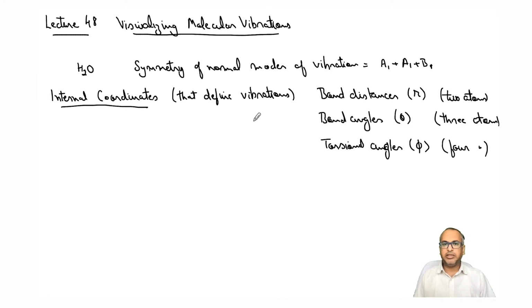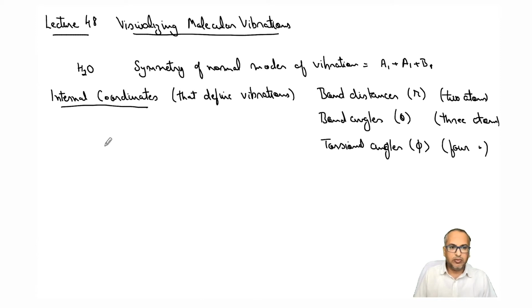That means if you have a diatomic molecule, you cannot have any bond angle or torsional angle. You can only have bond distances. Similarly, if you have a triatomic molecule like water, you cannot have a torsional angle. You can only have bond distances and bond angles, right? So let us take internal coordinates and see how we visualize molecular vibrations.